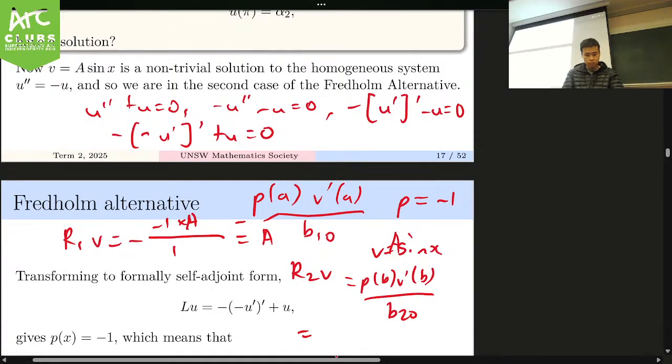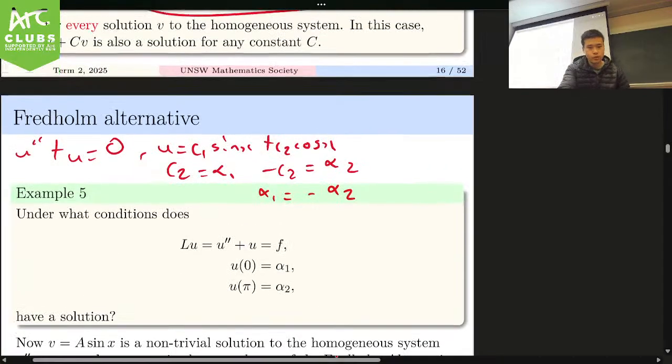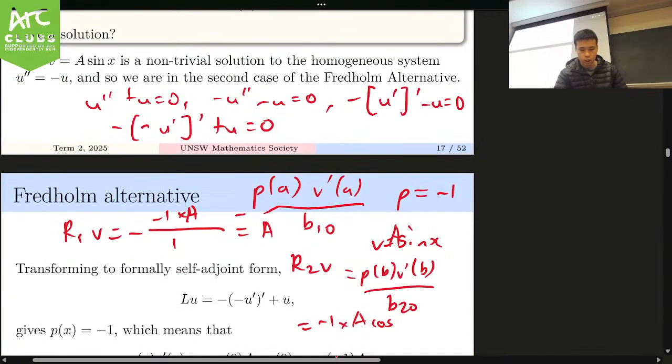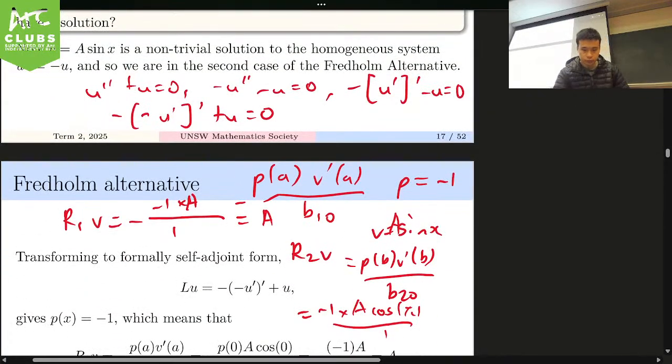So P of B, that's -1. And then here, V dash is going to be A cos, that's fine. But B, that's our other boundary, so it's from 0 to pi. So it's cos of pi. Still, the coefficient here is 1, so we're fine. Cos of pi is -1, so we just have A again.